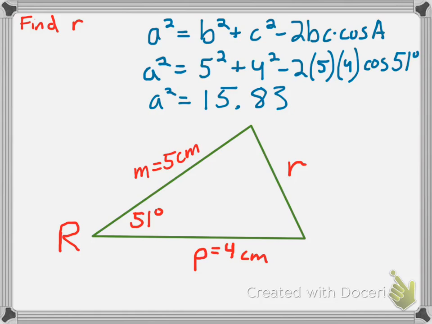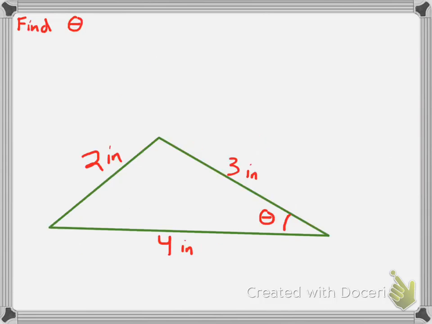So we need to take the square root of both sides, and because R is a distance, it cannot be negative. So therefore, we take the square root of that, and we get that A, or rather in this case R, equals 3.978. I'm going to round that up to 3.98. And we need to put the units on that. That's centimeters. And we are done with this problem. So on to the next one.